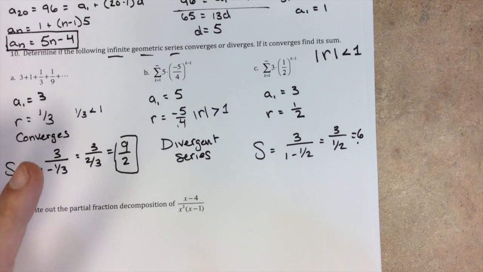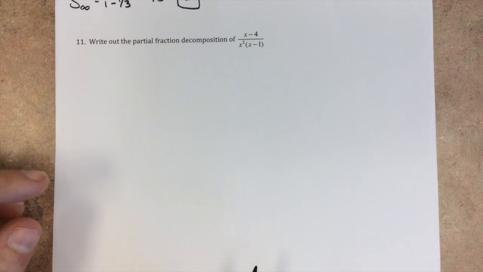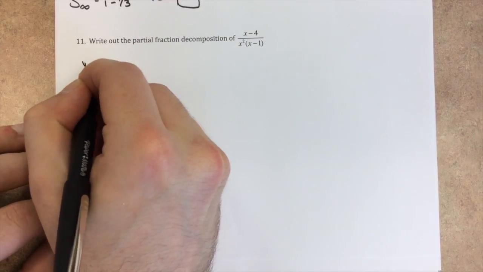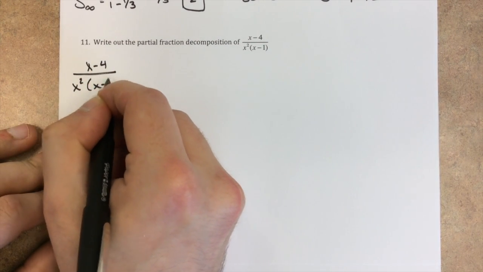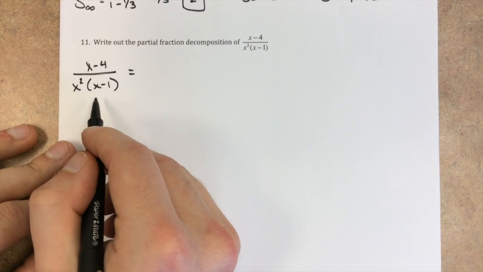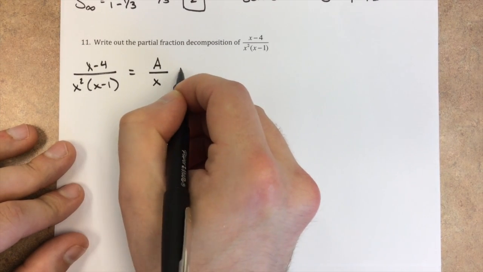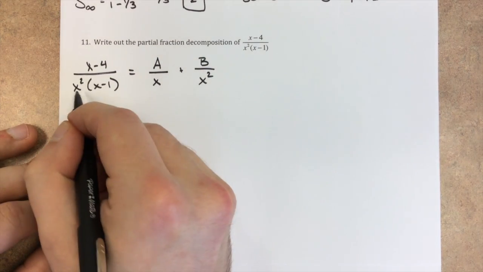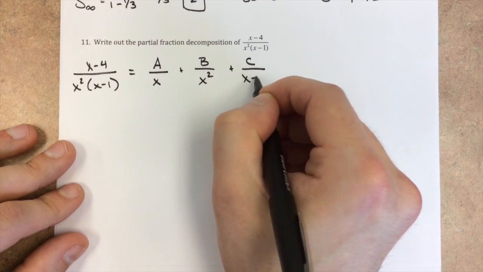All right, the last two are partial fraction problems, so I'm going to do each one of those separately. So first, number 11. Write out the partial fraction decomposition. So I first look at this and go, can I break these down anymore? Nope. These are all linear terms, so I can write a over x, that's my first one, plus b over x squared, that takes care of the x squareds, plus c over x minus 1.